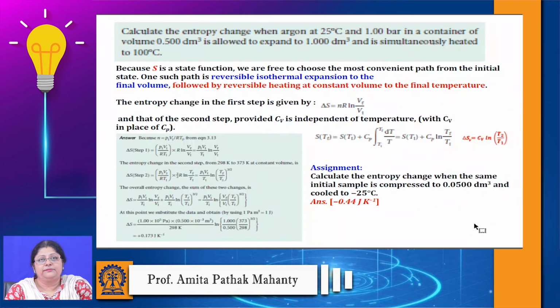Yes, I want to hear from the boys. Please tell me what are you doing? Are you there in front of the computer, or you put on the computer and roaming around? Yes, ma'am, I got that 0.173 joule per Kelvin. Okay. And the answer to this one is minus 0.44 joules per Kelvin for the assignment I've given you. Please check it and we'll talk about it later.